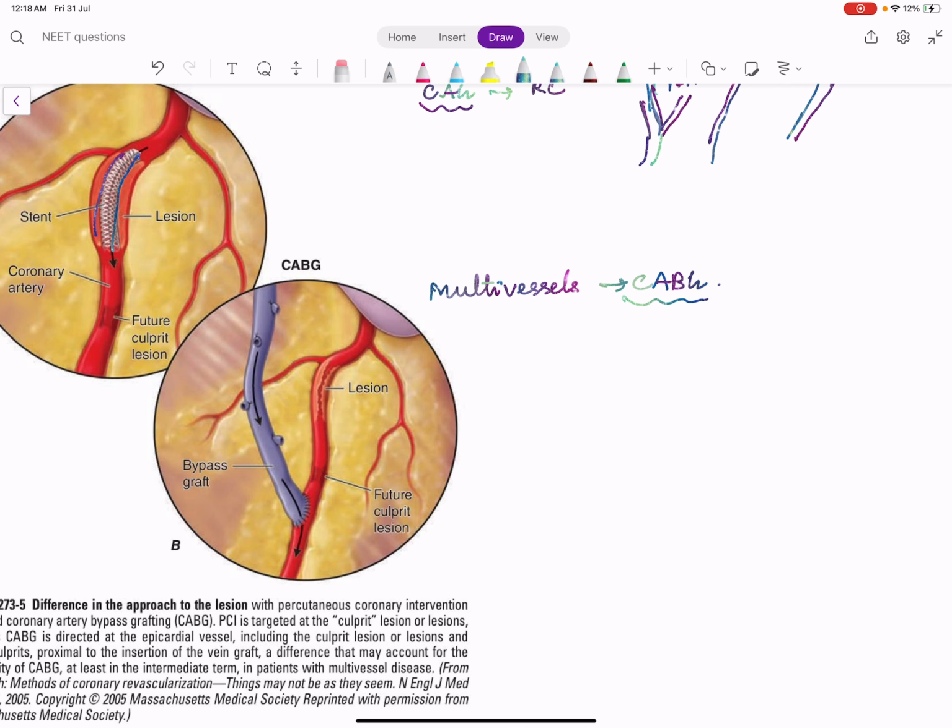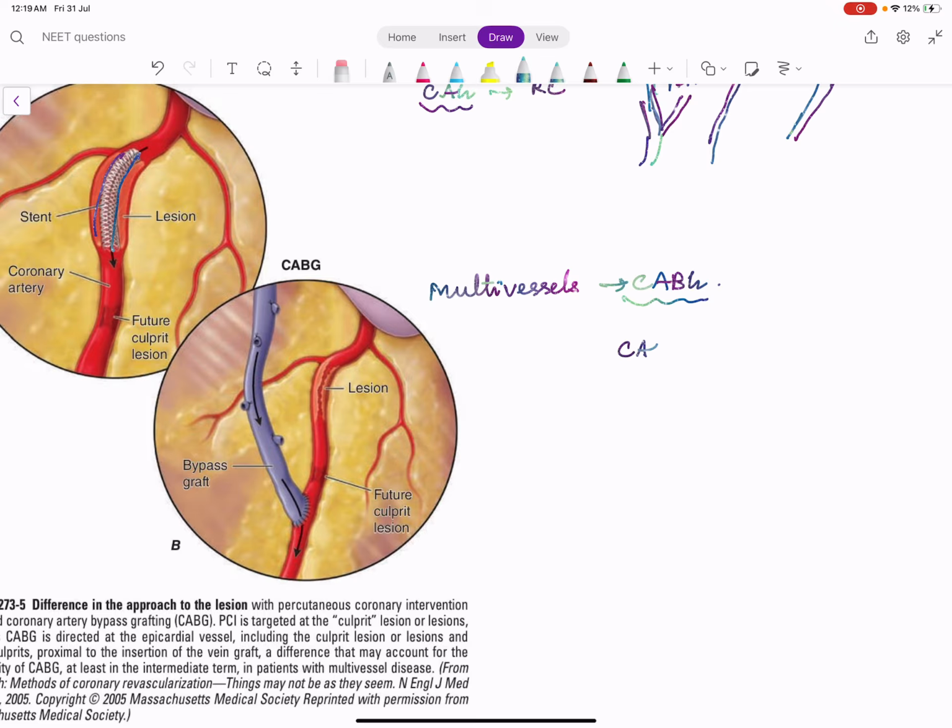So how can scenarios be presented to you? A patient can either come to the emergency with an acute coronary syndrome, or he can come to the OP with stable angina. So we take them for coronary angiogram initially. If there is a single vessel, we go for PCI and stenting. If there is multi-vessel disease, we go for CABG.